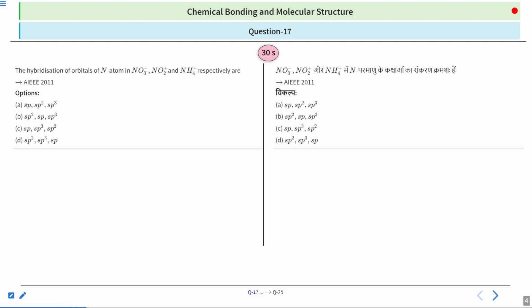Question number 17 says that the hybridization of nitrogen atom in NO3 minus, NO2 plus and NH4 plus respectively are, options are A sp2, sp3, B sp2, sp, sp3, C sp3, sp2, and D sp2, sp3, sp. So you have 30 seconds to solve this question. Your time starts now.